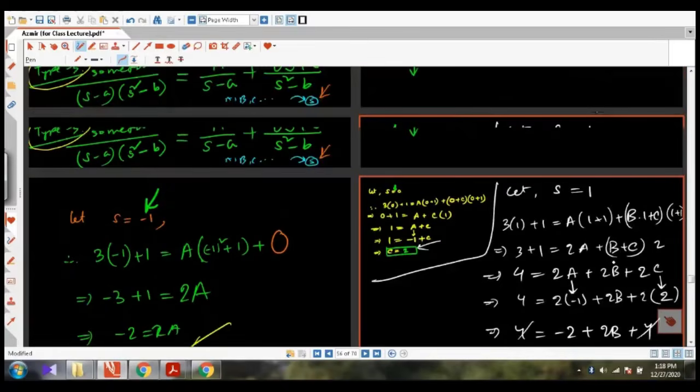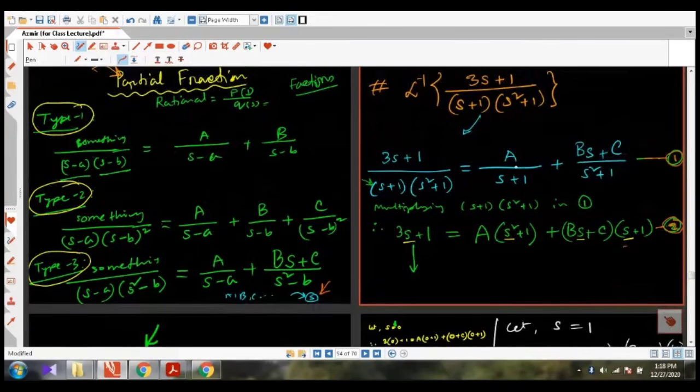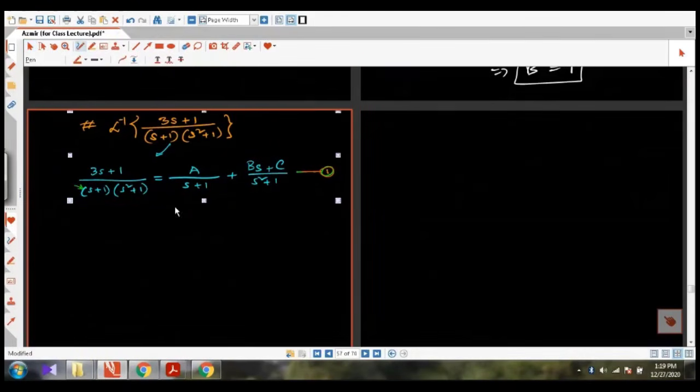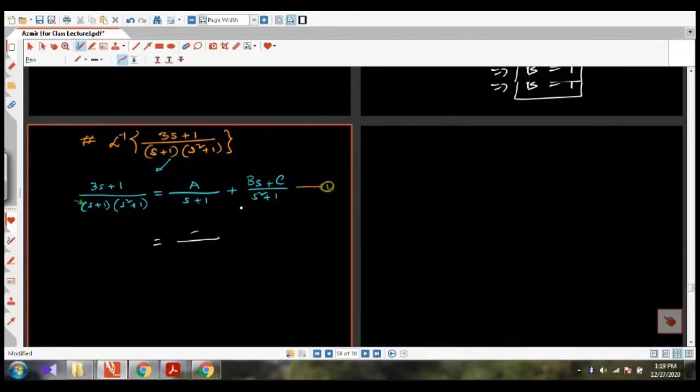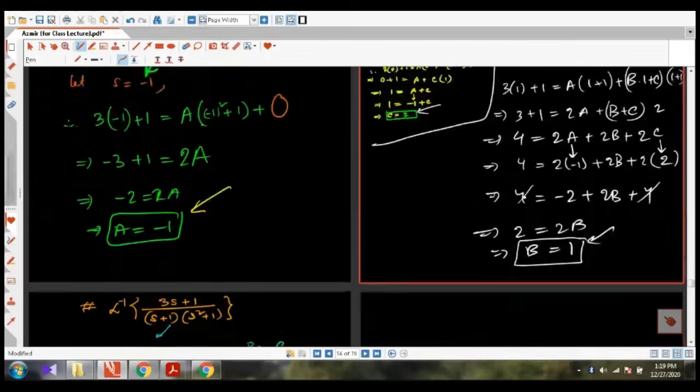So now have a look at this. This is our equation 1. So I am taking this one. Let's plug in all the values of a, b, and c. So what is a? Can anyone tell, please? It is -1, right? Yes, sir, -1. And c is 2.